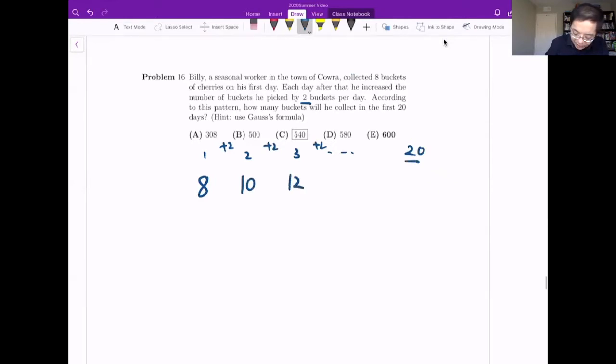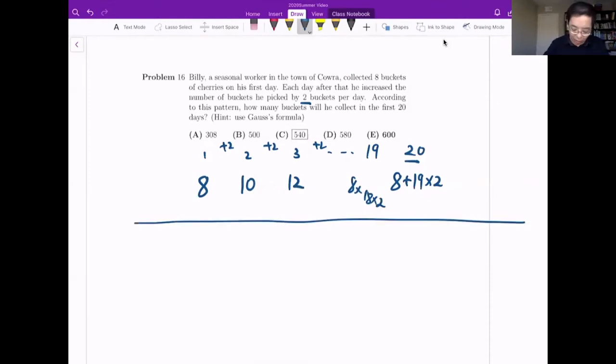So the 20th day will be 8 plus, because from 1 to 20 you have 19 increases, 19 multiplied by 2. And the 19th day will be 8 plus 18 multiplied by 2. So now let's rewrite the whole sequence. What we have is 8, 10, 12, 14, and then all the way to 44, and this one is 46. So that's what we have.